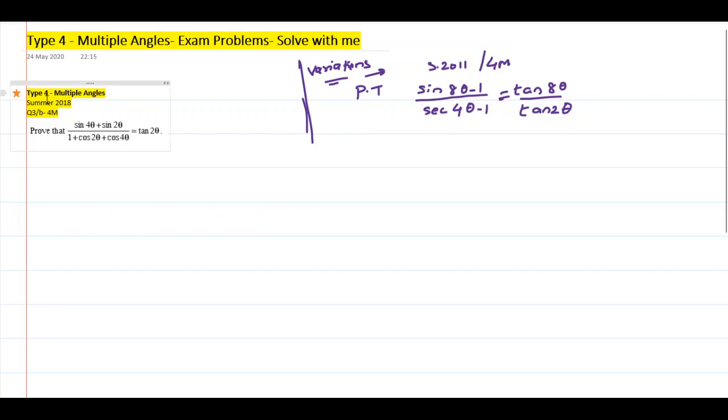So let's pick up this problem which came in summer 2018 for 4 marks, where it's asking to prove that (sine 4 theta plus sine 2 theta) divided by (1 plus cos 2 theta plus cos 4 theta) is equal to tan theta. And there will be variations of this problem. This is very important because I think some problem of this sort will definitely come in the exam, more than likely this, and there are only 1 or 2 variations.